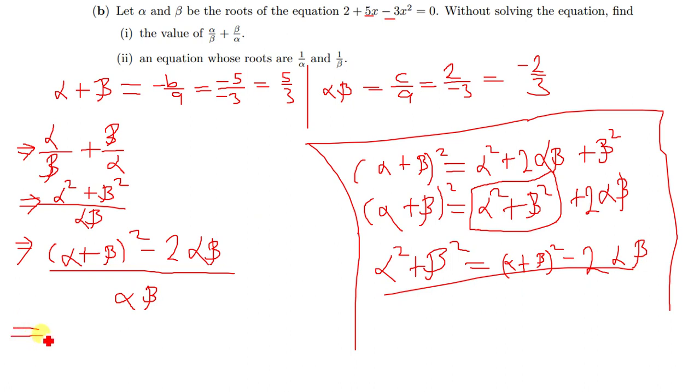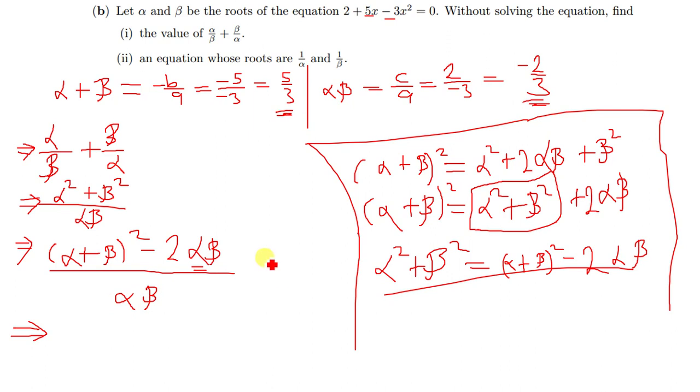So from there, this is now simple. While there is alpha plus beta, you just put this value. While there is alpha times beta, you put that value. Even on the denominator, you do the same. So this is how you solve such a question.